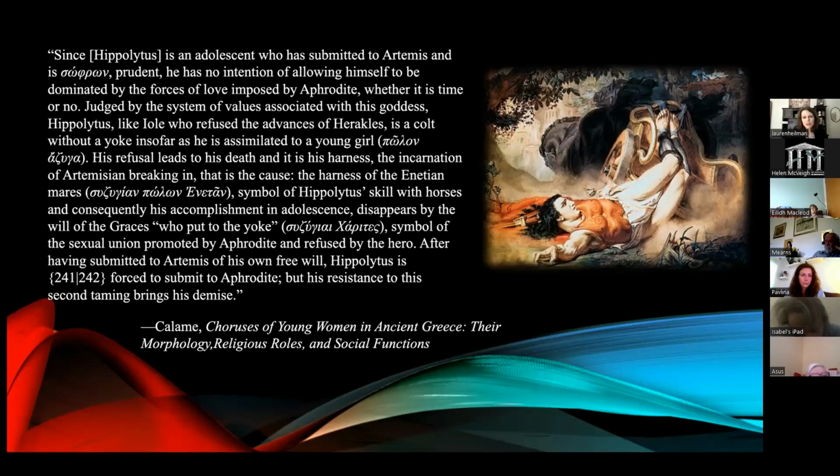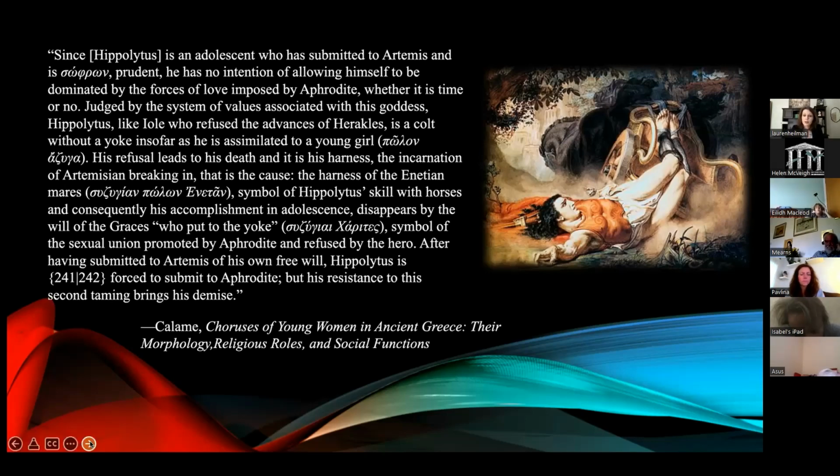His refusal leads to his death, and it is his harness, the incarnation of Artemisian breaking in, that is the cause. The harness of the Enetian mares, symbol of Hippolytus's skill with horses, and consequently his accomplishment in adolescence, disappears by the will of the Graces who put to the yoke, symbol of the sexual union promoted by Aphrodite and refused by the hero. After having submitted to Artemis of his own free will, Hippolytus is forced to submit to Aphrodite, but his resistance to the second taming brings his demise.